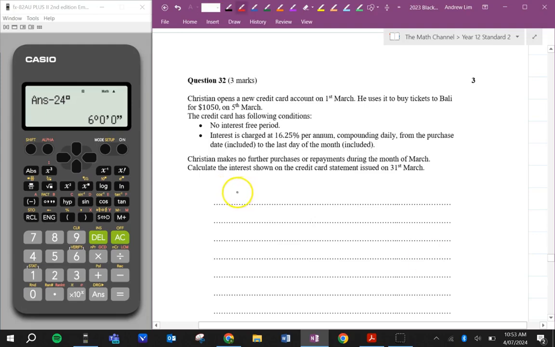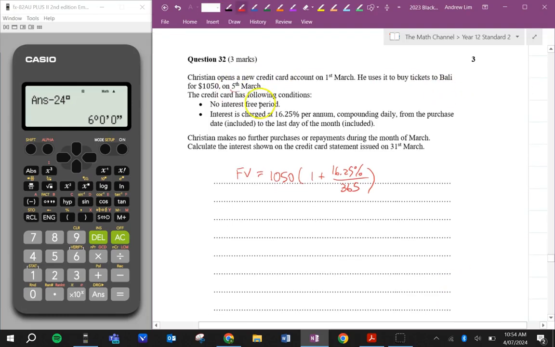So, it's a future value question. $1,050 times 1 plus 16.25% compounded daily, so we divide that by 365. But we need to work out for how many days this is. So from 5th of March, which is included, till the 31st of March, which is also included.